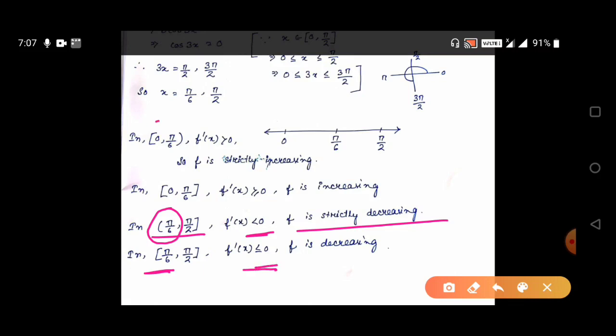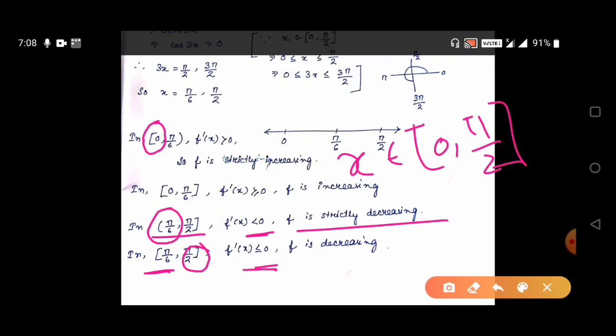Now for 0 and pi by 2, we will always use the closed interval because it is given in our question that x belongs to the closed interval 0 to pi by 2. We will change the intervals with pi by 6 only for increasing versus strictly increasing, decreasing versus strictly decreasing.